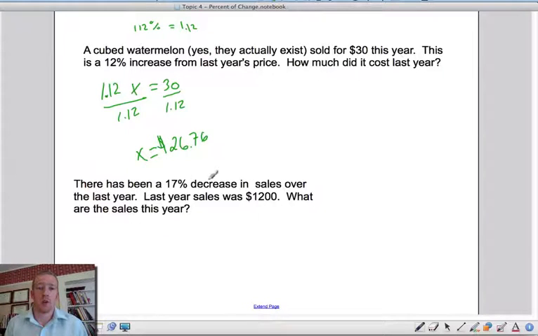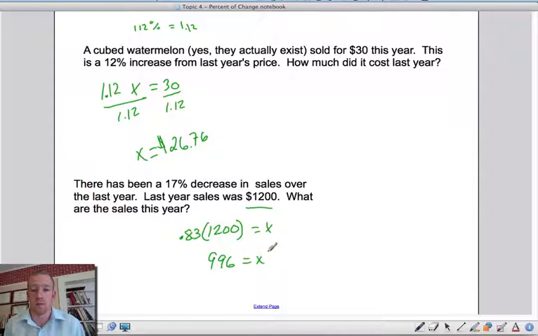It's a little easier, but you've got to know how to set this up and know what's going on. So if there's been a 17% decrease and last year's sales was 1,200, take last year's sales and multiply it. If it's a 17% decrease, that means we're left with 83%, right? 100 minus 17 is 83. So 0.83, 83% of last year's sales will give us this year's sales. And 0.83 times 1,200 is 996.